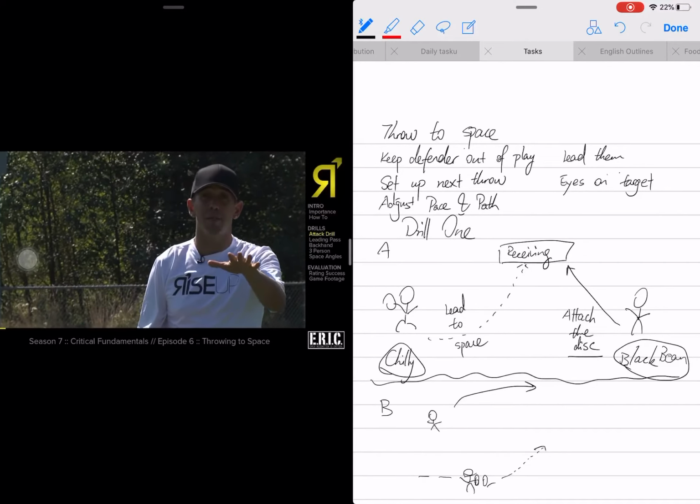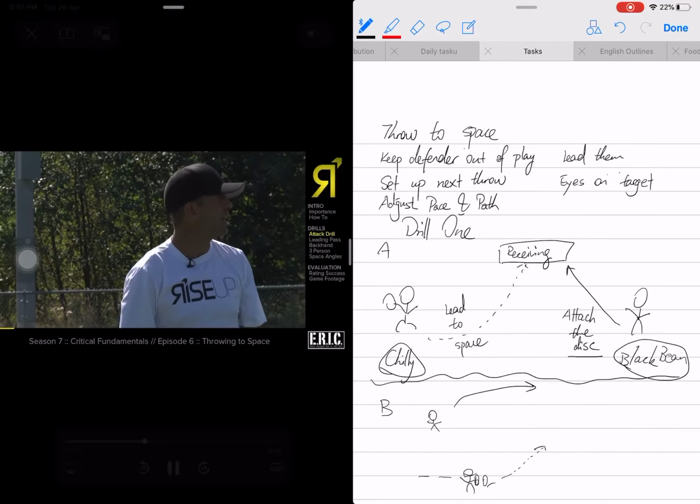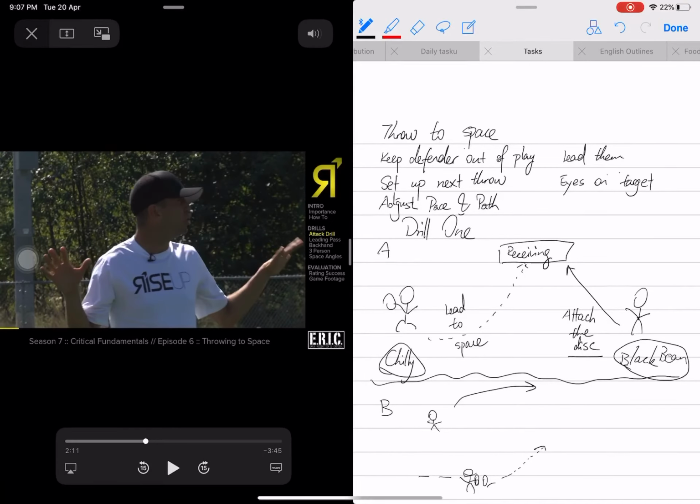Today, we're going to talk about throwing to space. Okay, let's see the key points. Keep the defender out of play. Lead our offense to the place you want them to be. Set up next throws, eyes on target, and adjust the pace and the pass. Let's see how we can run a drill for our next training.